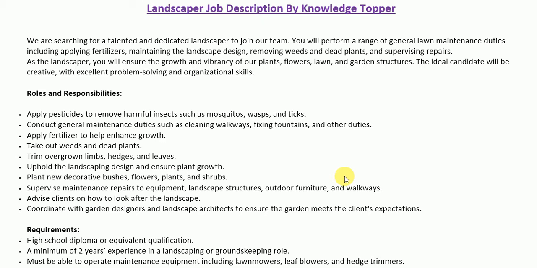Basically, this job description of a landscaper is not only important from the perspective of an employer or a company, but it is also very important from the perspective of employees as well, because in this job description we have included many important roles and responsibilities of a landscaper that help potential candidates to work on important requirements in order to meet the specific requirements of this particular job.